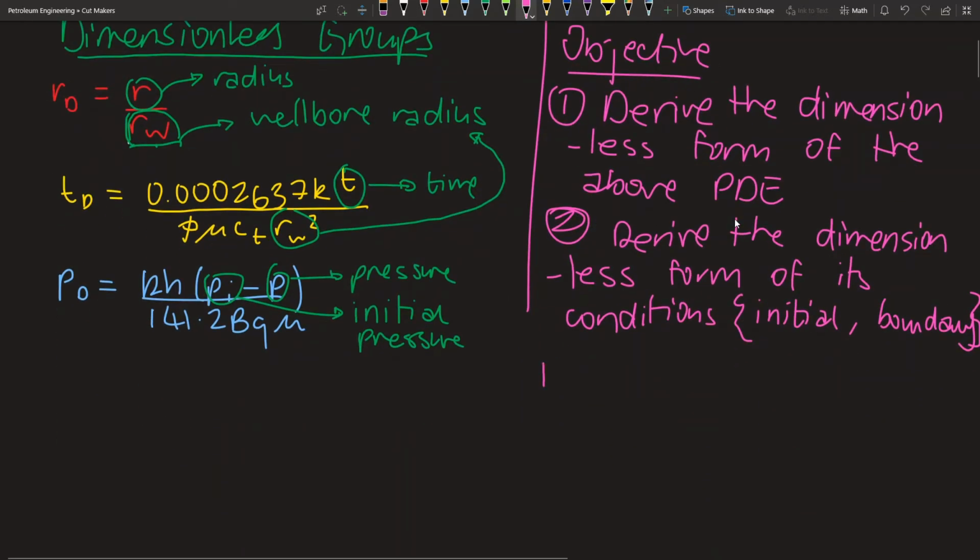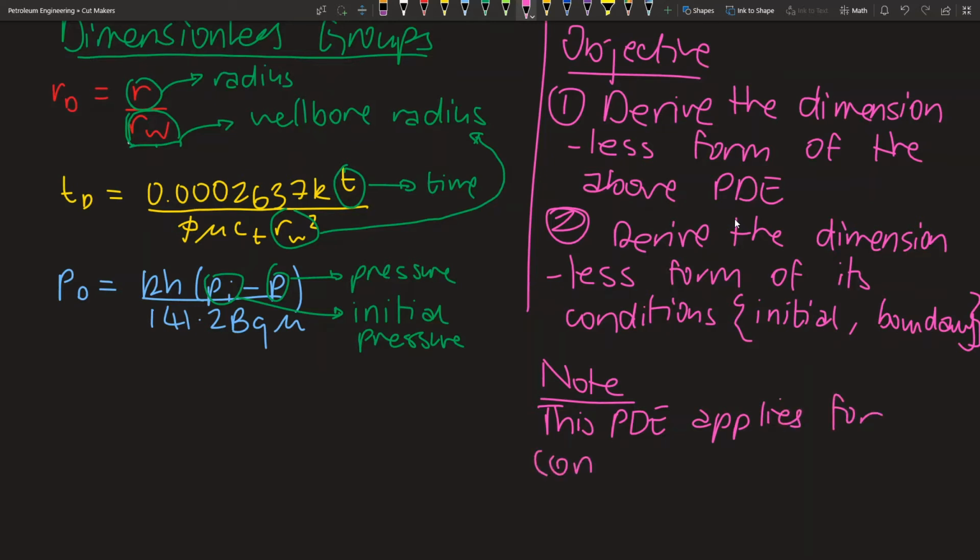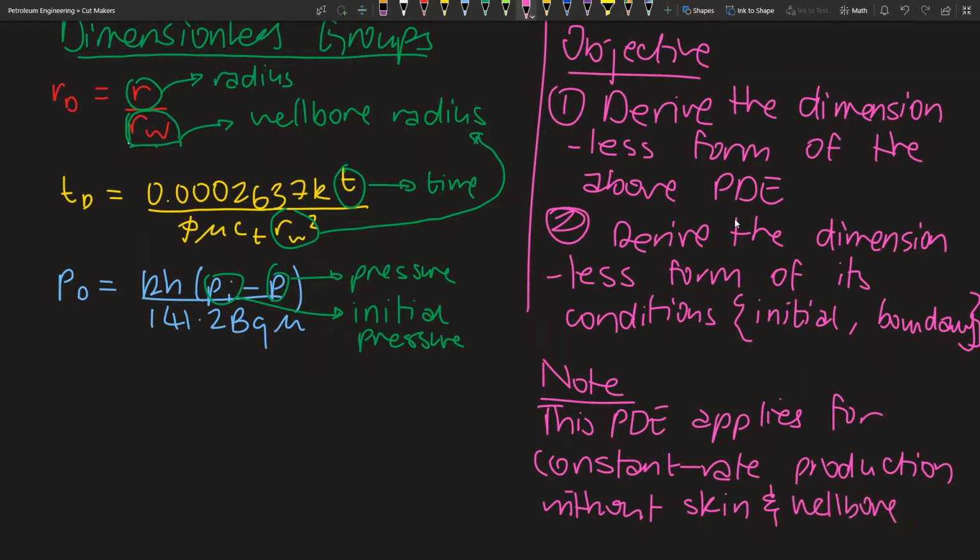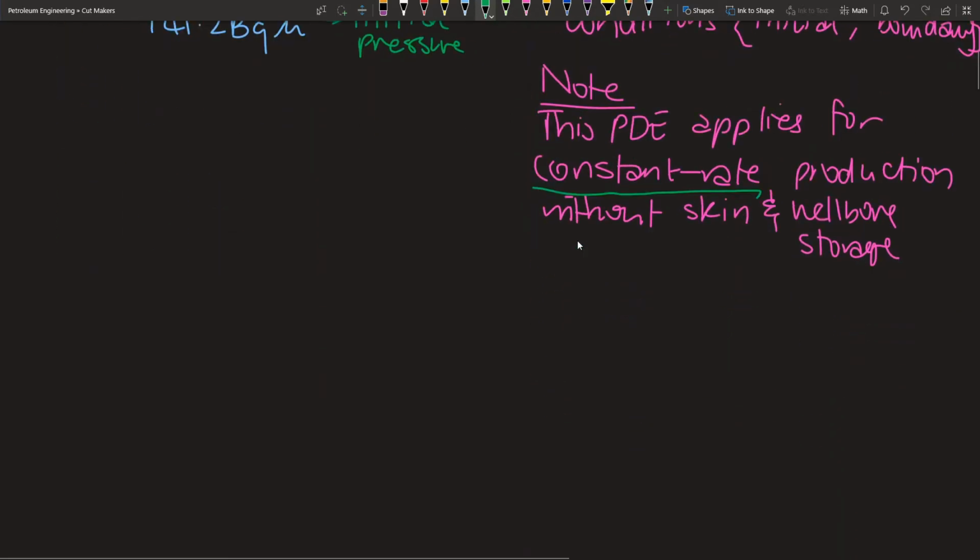Okay, now one final note. This PDE applies for constant rate production without skin and wellbore storage. When skin and wellbore storage are involved, the PDE will be slightly different. Another important thing to note is the words constant rate. We also have another form of production, constant pressure production, which has different definitions for the dimensionless groups. Okay, so let's move on to the solution.